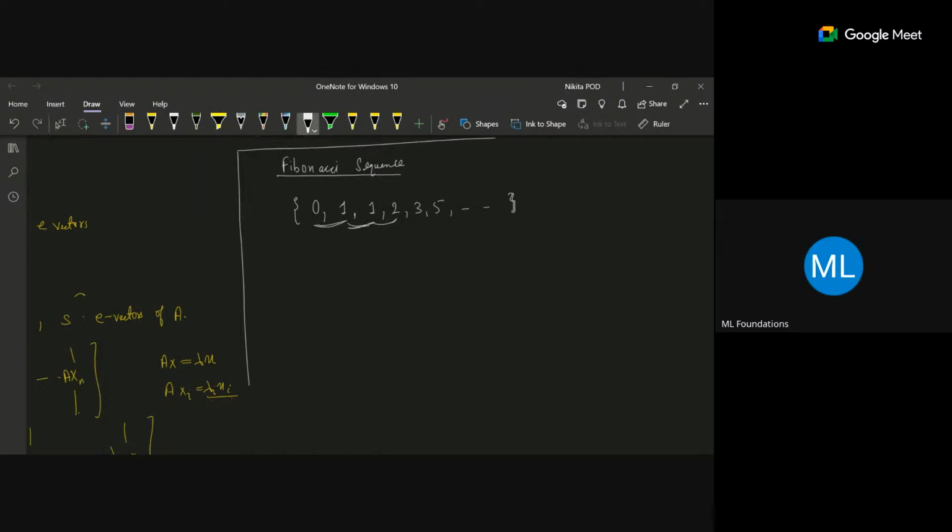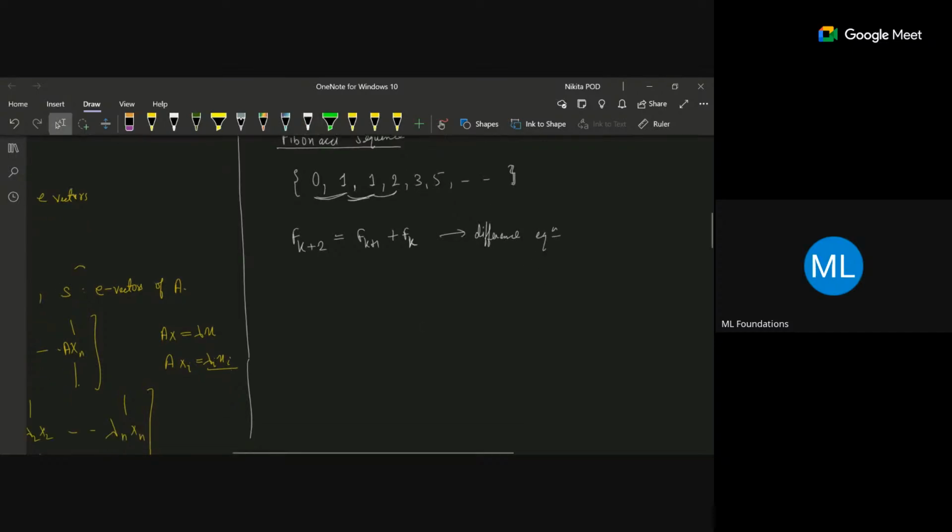So we know that we can write this Fibonacci sequence as a difference equation, which looks something like f_{k+2} = f_{k+1} + f_k. This is what it looks like, and this is called a difference equation. So do not worry about the terms over here. This is a maths topic, so it's okay. And this is a second order difference equation.